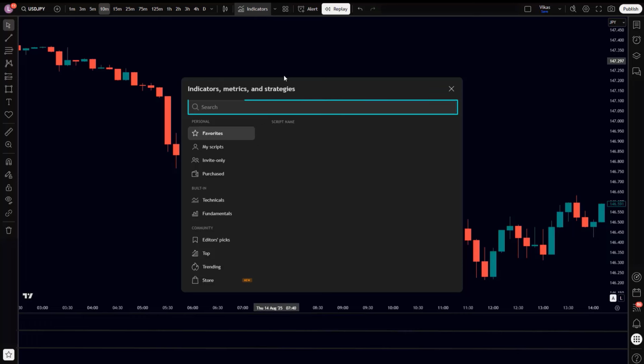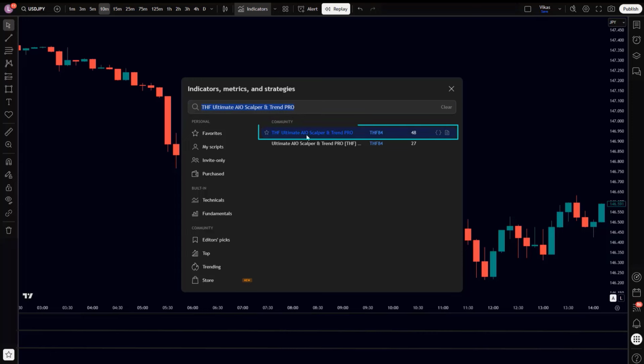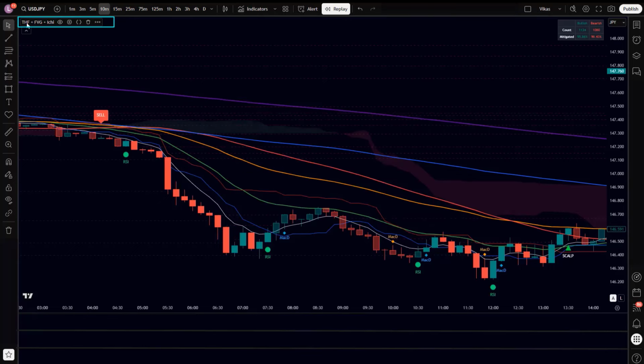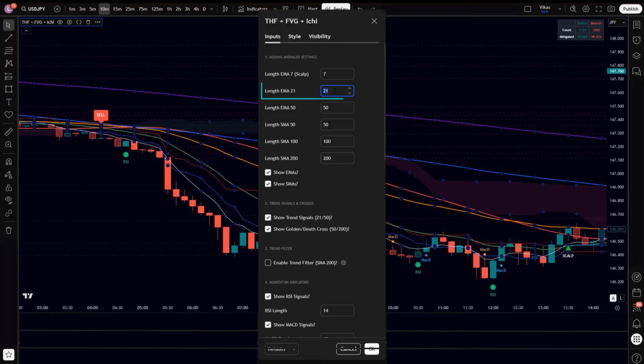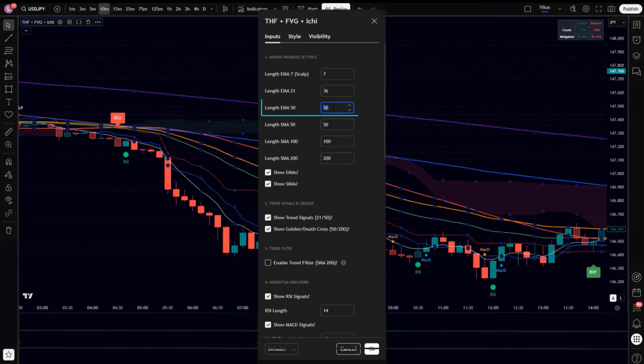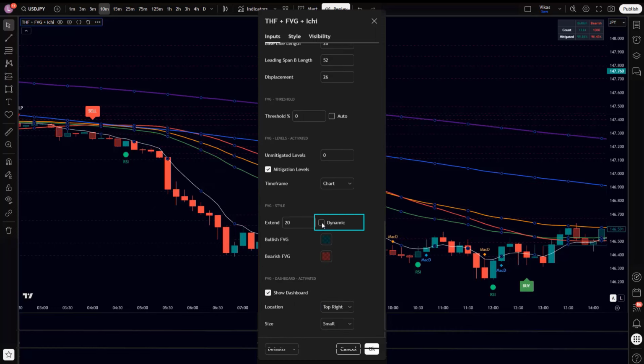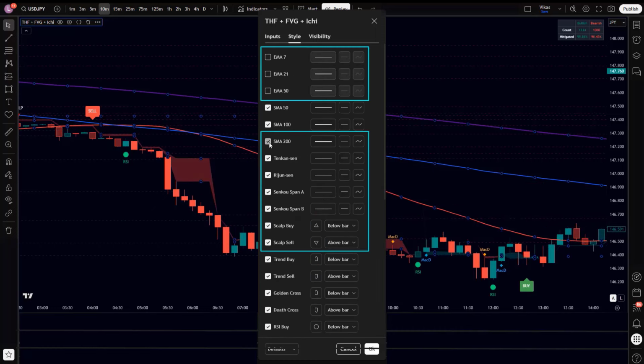First of all, we will search the THF Ultimate AIO Trend Pro indicator in the search box of TradingView. After that, we have to click on the THF Ultimate AIO Trend Pro option, in which we have to change some settings. We have to change this length EMA 21 option from 21 to 36. Change this length EMA 50 option from 50 to 52. Change this length SMA 50 option from 50 to 44. We need to hide these options. We need to click these options. We need to hide these options.